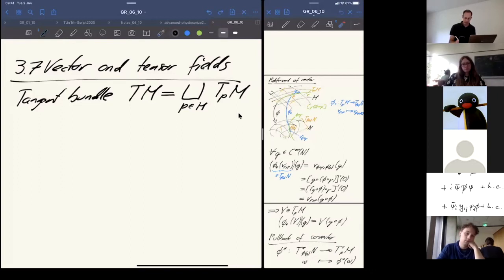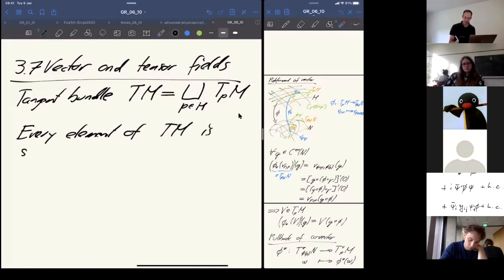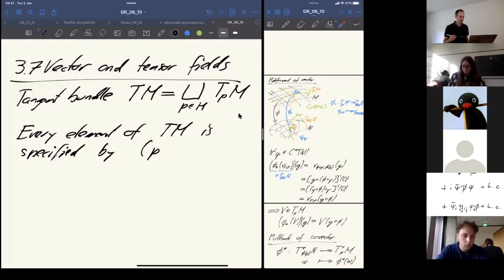Maybe just write this down, because that's the first thing you should really think about. Every element of TM is specified by, first of all, a point. Because I have the union of all T_pM for all p, I need to say where it is. And then, having identified which T_pM we are talking about, I still need to give the vector v_p in T_pM.